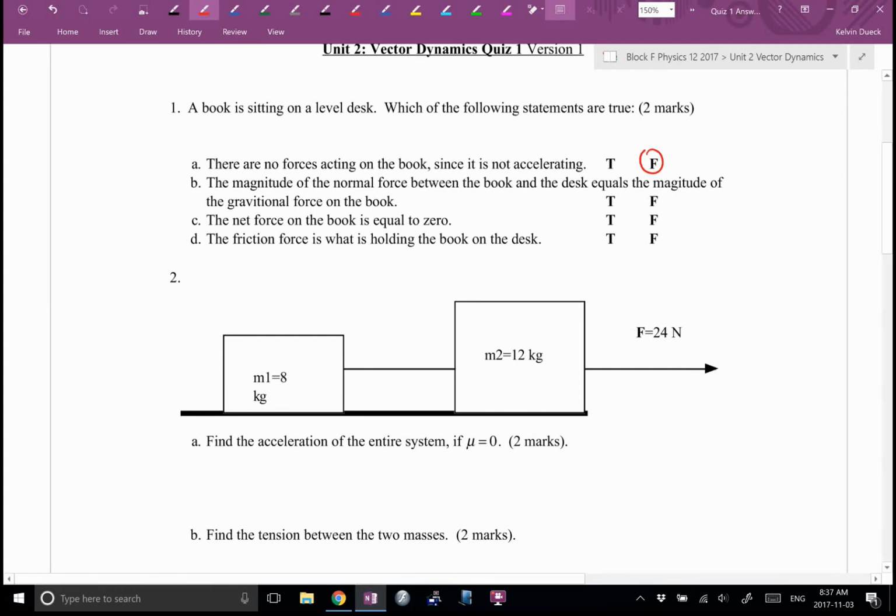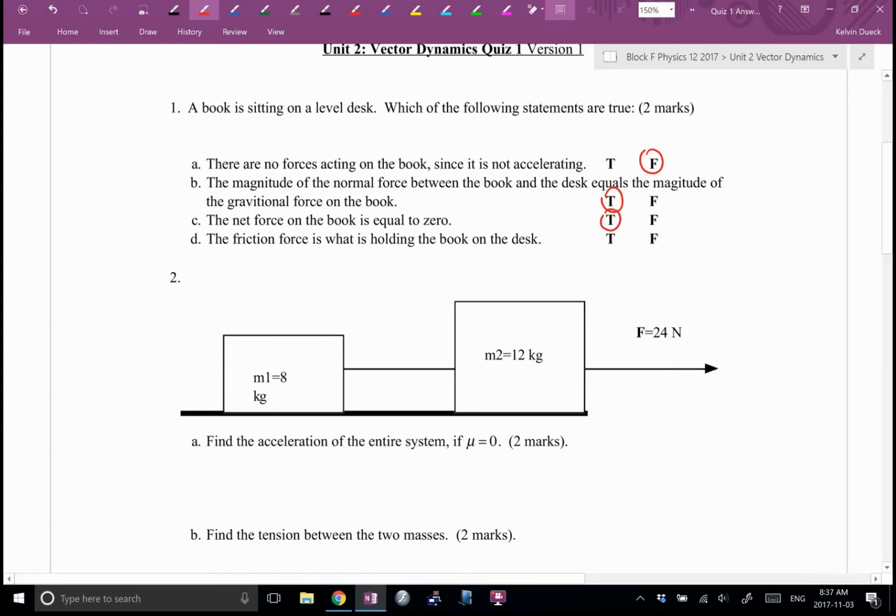So, true or false? True? Yeah, I think so, right? You're imagining your free body diagram, get the obvious one. Oh, but look, and they would be equal here. The net force on the book is equal to 0. True?